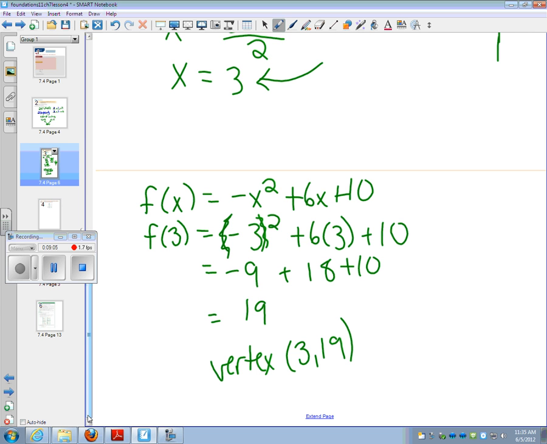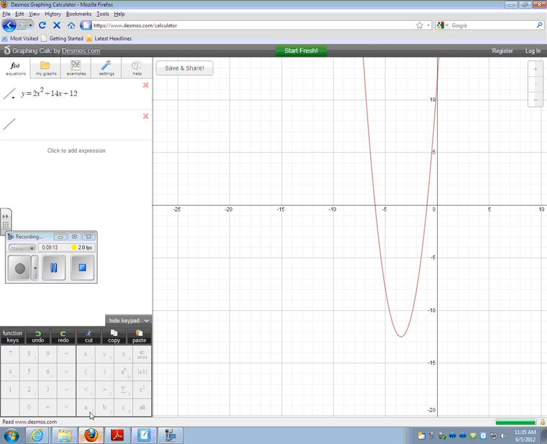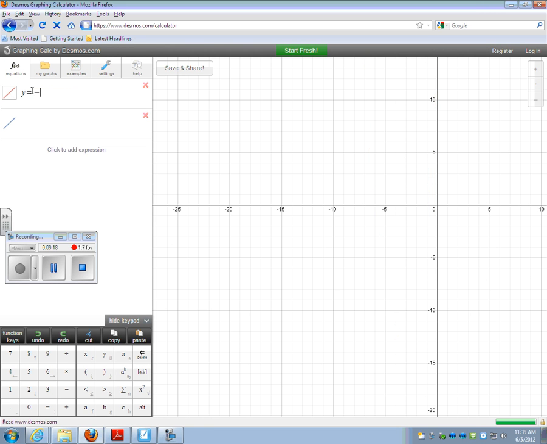Okay, so let's just double check that our work is correct. Let's actually graph this guy. I'm going to go here. And this equation was -x squared plus 6x plus 10. Okay, so remember we're looking for a vertex of (3, 19).